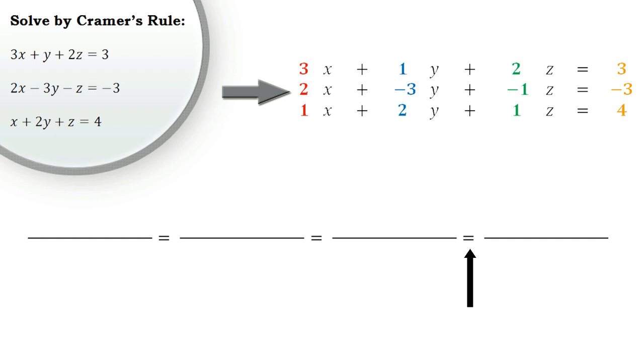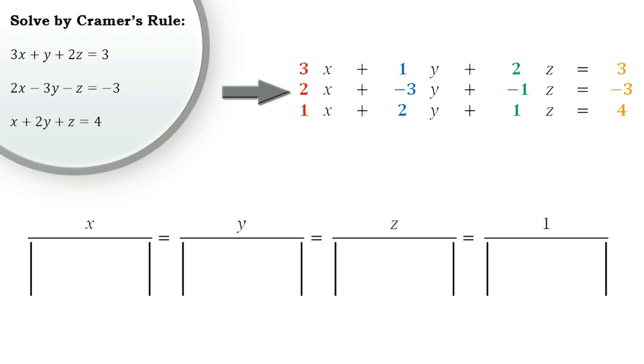For the first fraction, the numerator is the first unknown variable, which is x, and the denominator is a blank determinant. For the second fraction, the numerator is the second unknown variable, which is y, and the denominator is again a blank determinant. For the third fraction, the numerator is the third unknown variable, which is z, and the denominator is again a blank determinant. For the fourth fraction, the numerator is always 1, and the denominator is again a blank determinant.